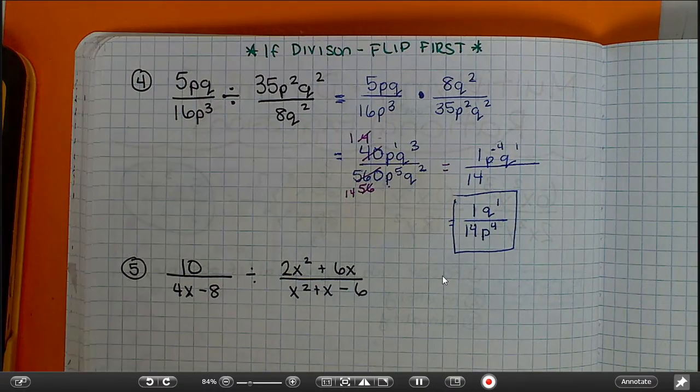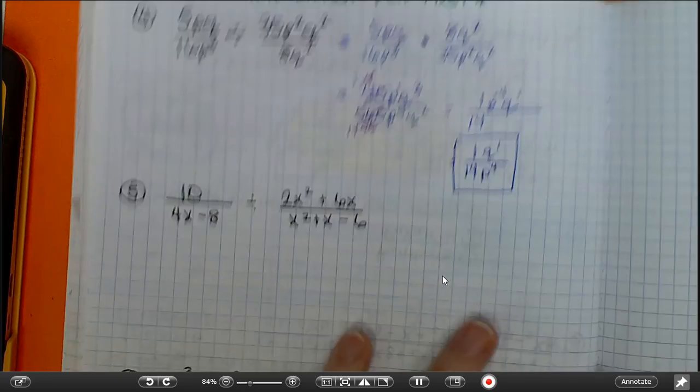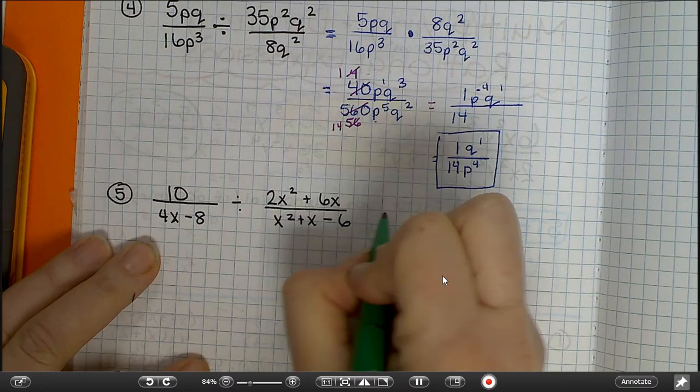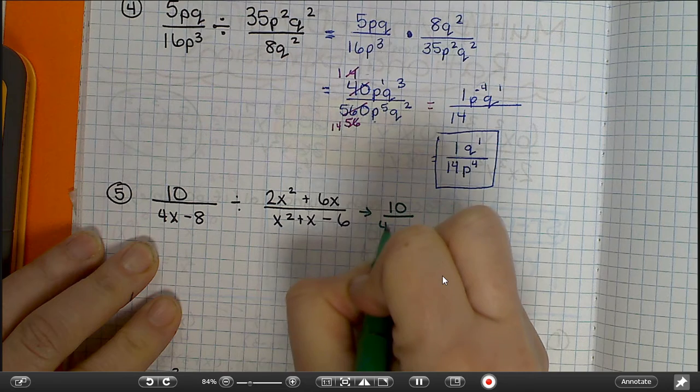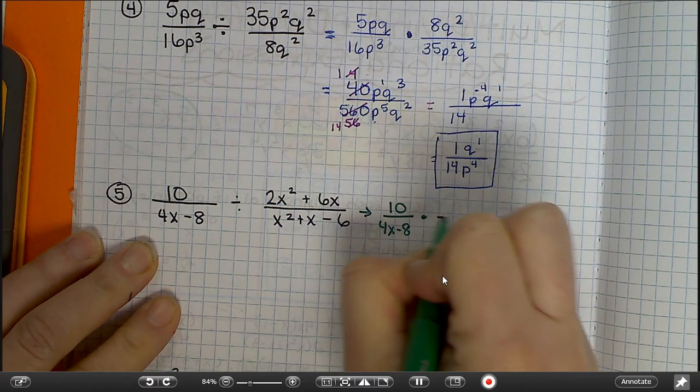So let's look at the next one. Remember, it's division, so we need to flip it first. The first fraction stays the same. Change to multiply and flip over.